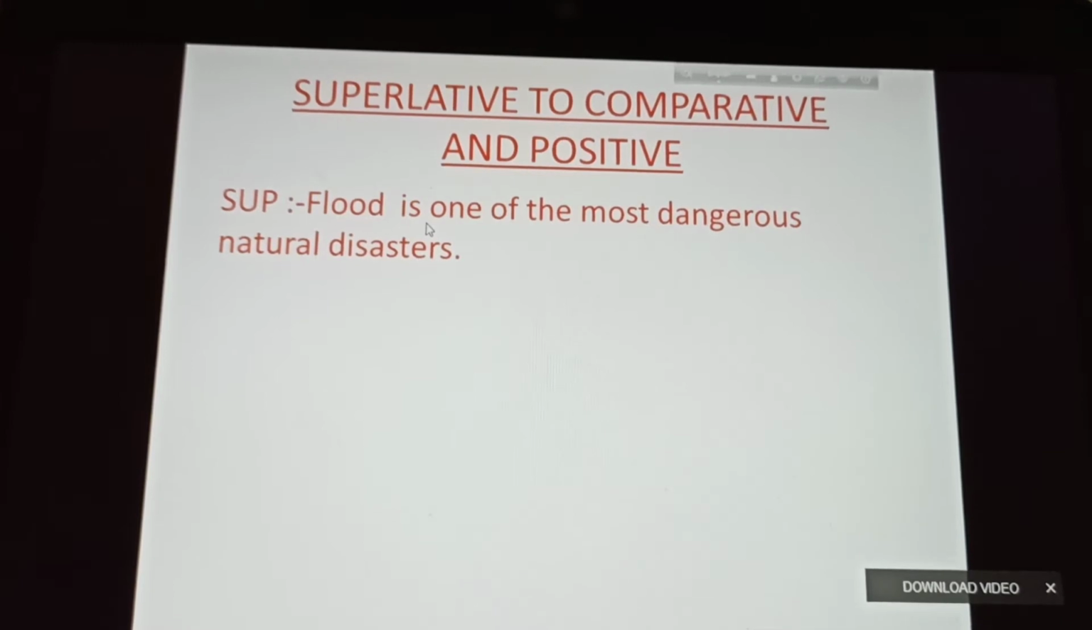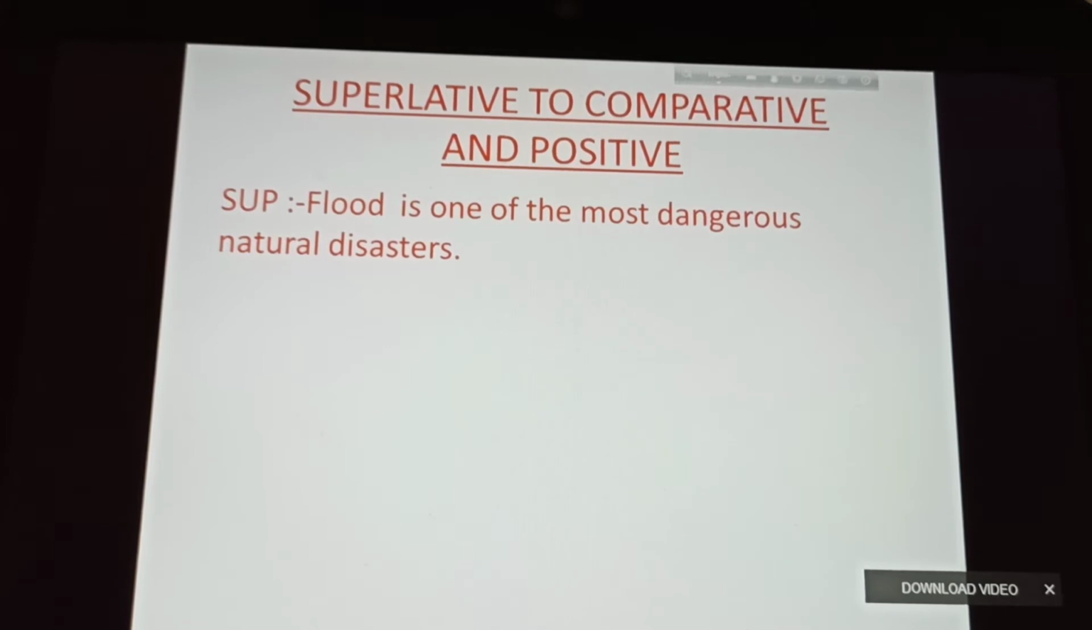So first of all, we will make it comparative. For comparative, the subject and verb should be here. It means flood and is would be here. One of the would be omitted. One of the will go away, and the comparative form of most dangerous is more dangerous. It means flood is more dangerous than most other natural disasters.